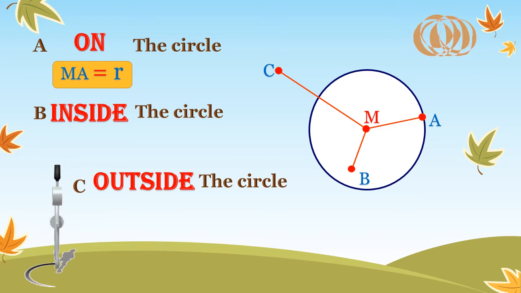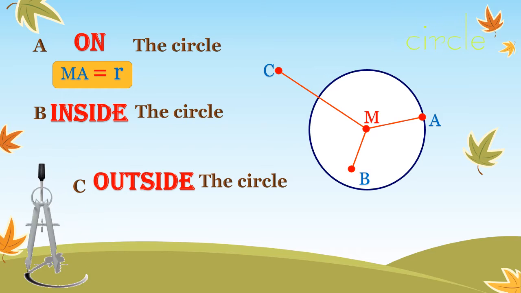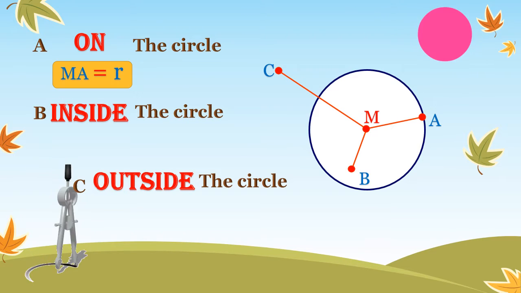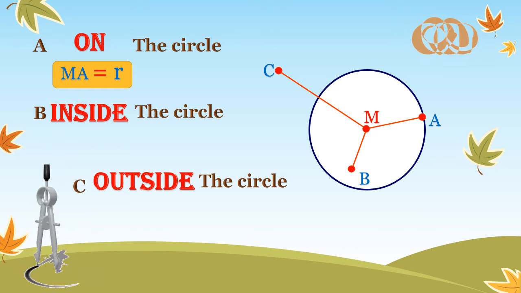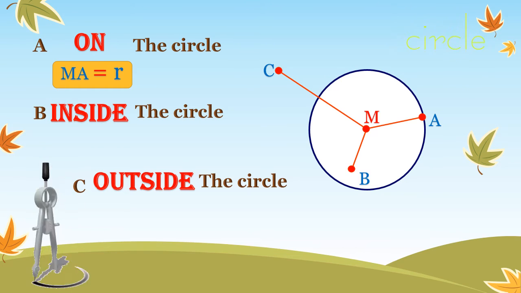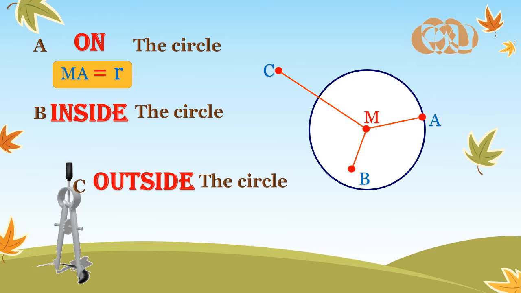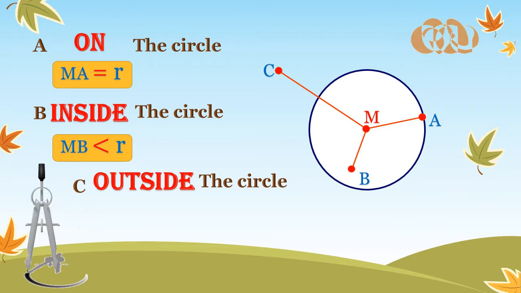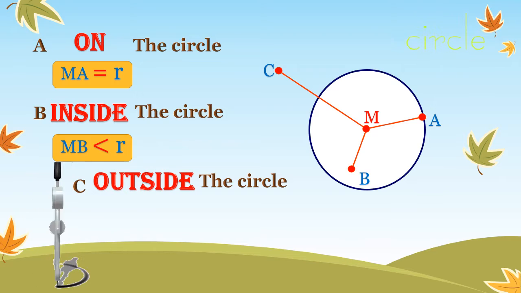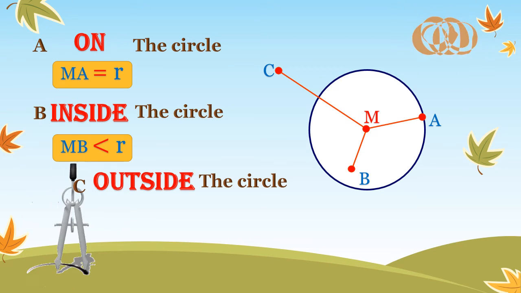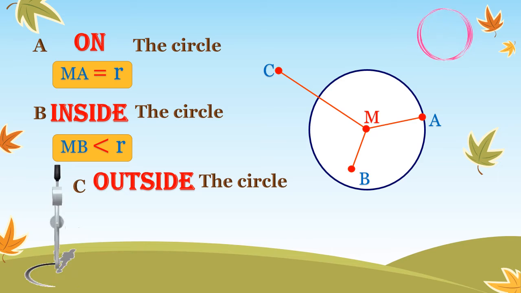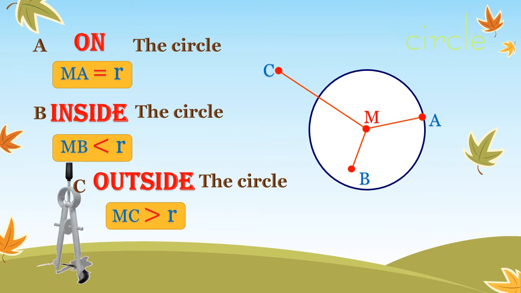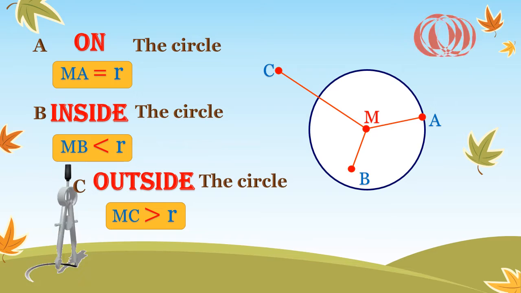What about MB? Can we call MB r? No, because B is not on the circle, it's inside the circle. But is MB greater or smaller than r? By sight, it's smaller. So MB is smaller than r. What about MC? Can we call it the radius, or r? No, because C is not on the circle. So MC is greater than r.